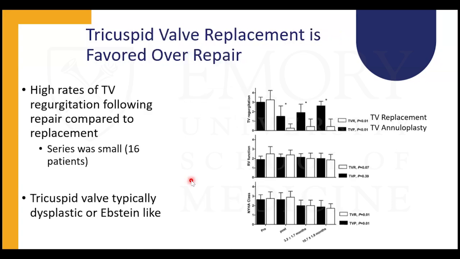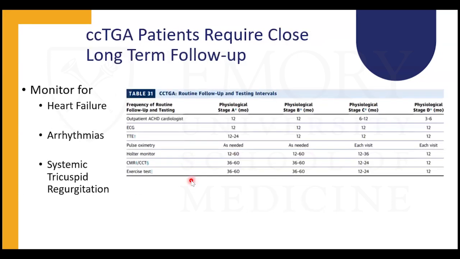Tricuspid valve replacement is favored over repair. People have tried to do tricuspid valve repairs, and for the most part, they have not held up. Often, the tricuspid valve is either very dysplastic or Epstein-like, making the repair much more difficult. And so based on this, if you're going to go in and do a procedure, it's recommended to replace the valve. These patients are very complex. They need close long-term follow-up, even without any symptoms, monitoring for heart failure, arrhythmias, and systemic tricuspid valve regurgitation.